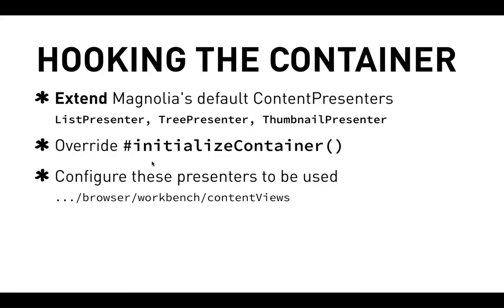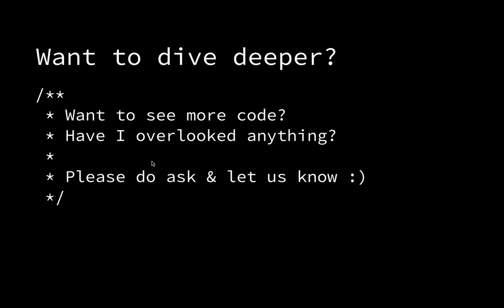So that's pretty much it. I hope I could give you a nice overview of how the pieces plug together, and that actually most of the container stuff is Vaadin, while the Magnolia layer on top is fairly thin. Feel free to ask questions if you want to dive deeper. If I overlooked anything, just let us know.